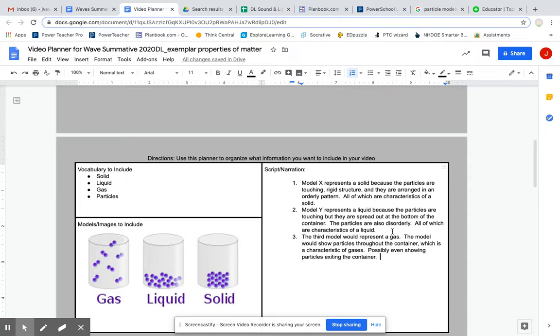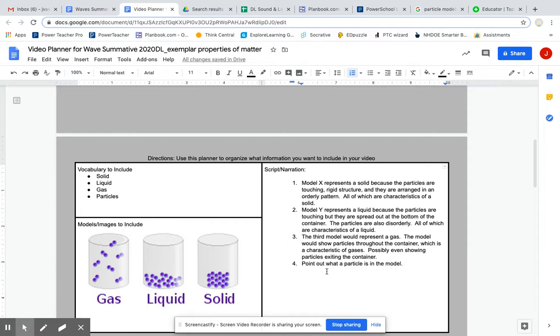Okay. So I hit all three of my key ideas, but now I want to look at my vocabulary. I have my solid, liquid, and gas, which I do talk about each one and characteristics of each. But the particles I really haven't talked about. So when I have this image up, I want to talk about what a particle actually is. So point out what a particle is in the model. Okay, so I do want to do that as well.